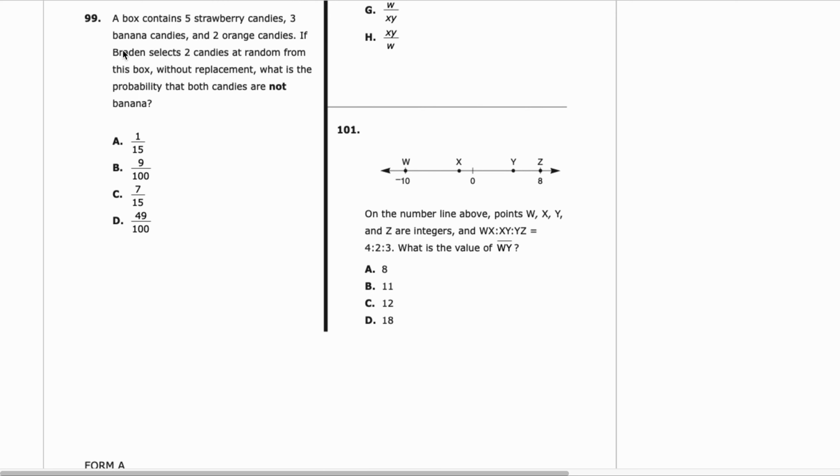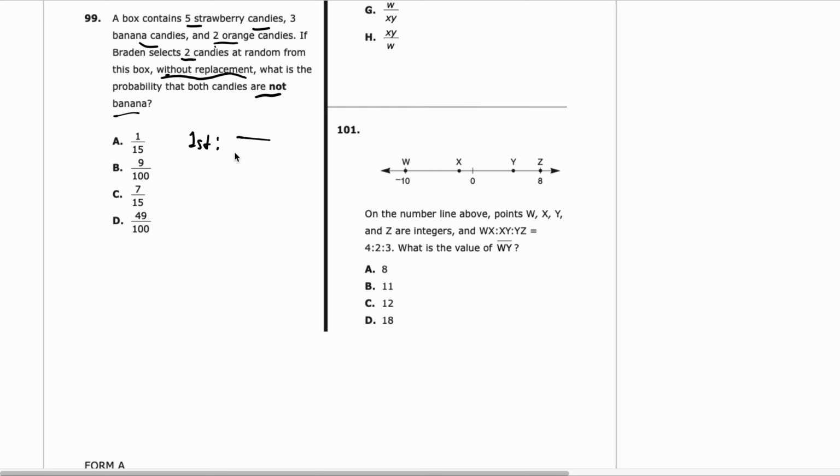Okay, 99. A box contains 5 strawberry candies, 3 banana candies, and 2 orange candies. If Braden selects 2 candies at random from this box without replacement, without replacing them, what is the probability that both candies are not banana? So let's look at the first one.